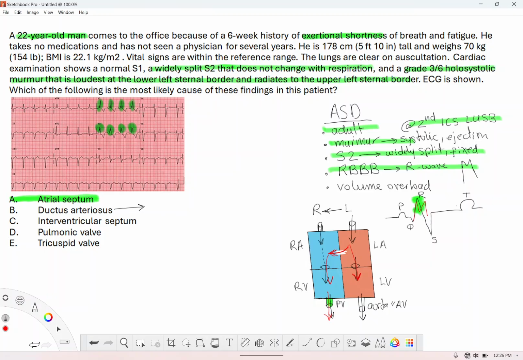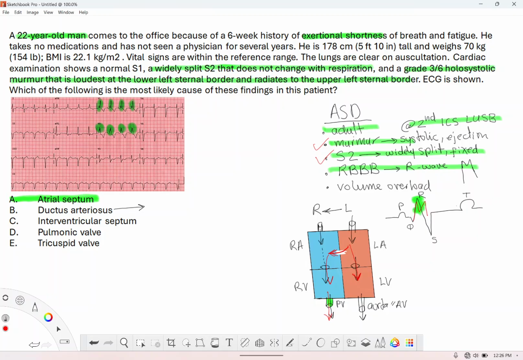So there will be a systolic murmur, and that murmur is usually a systolic ejection murmur. You can hear it really well at the second intercostal space, left of the sternum. Okay, so we discussed now two things make sense: the murmur makes sense and S2 makes sense. And with time, so those are the acute symptoms.